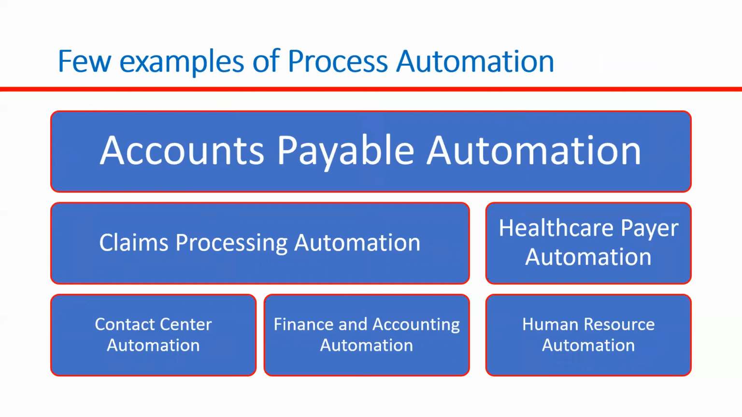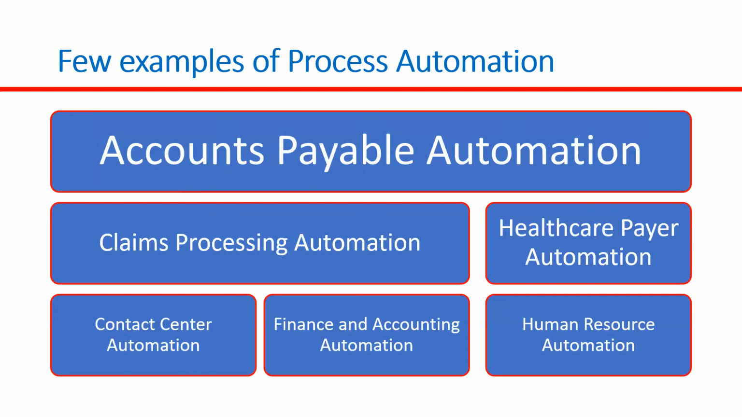So a few examples of process automation. If you want to automate accounts payable in any manufacturing company, whenever they purchase goods from the supplier, they have to make the payment to the suppliers. So those records, if you want to maintain, we can automate to maintain those payables. We can do the automation.